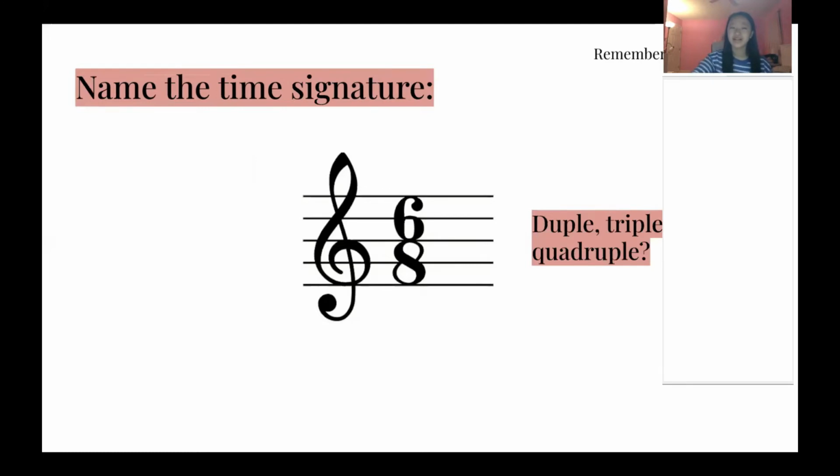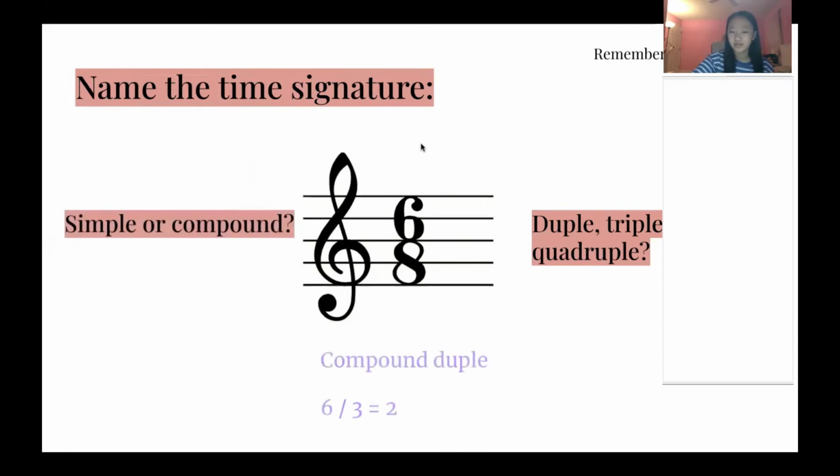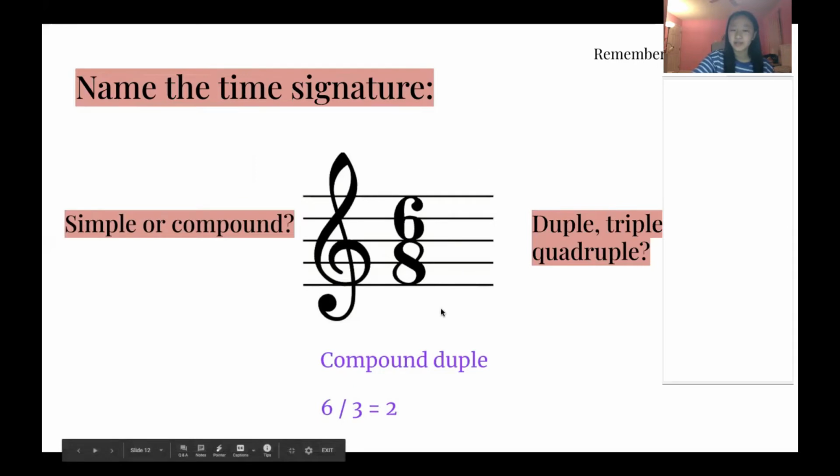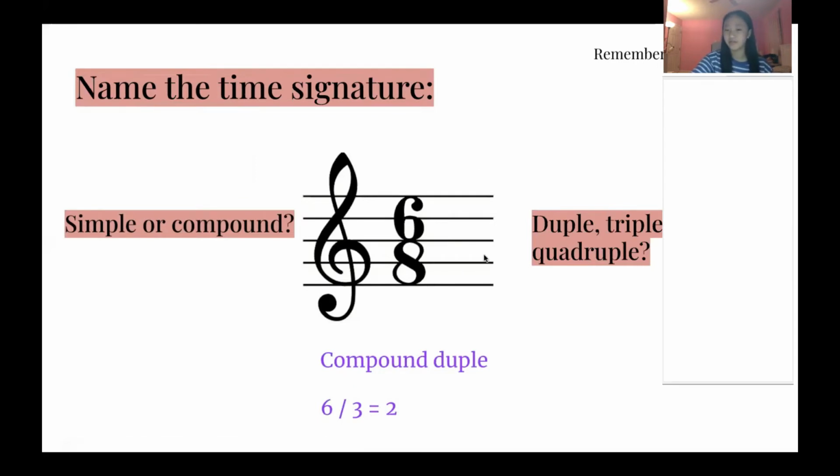Compound. Very good. If we had to do any division, it is a compound duple. So 6 divided by 3 is 2, and you would call 6/8 a compound duple time signature. This knowledge of naming the time signatures will carry with you if you take a higher music theory class, so this is a good place to start remembering it.